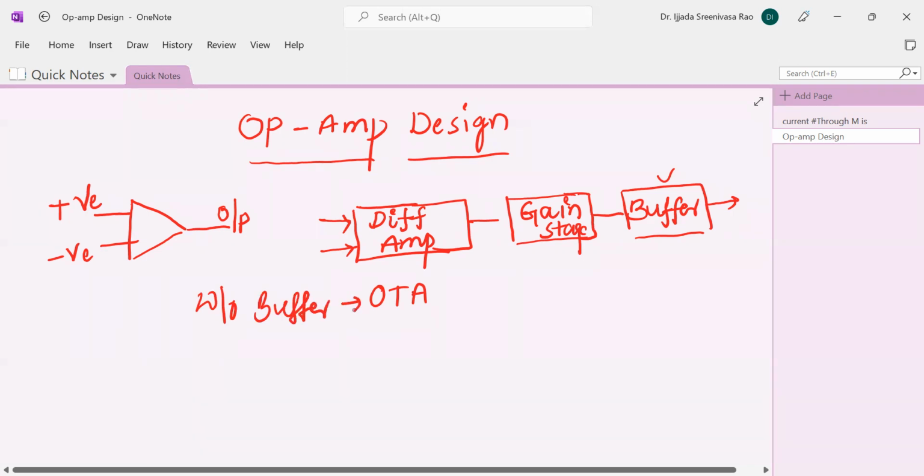So why is the differential amplifier first? Suppose we need a 100 dB gain amplifier. Your differential amplifier will not produce that much gain.